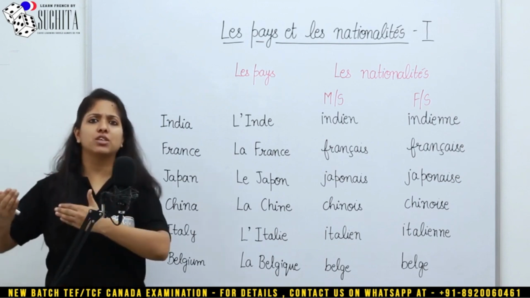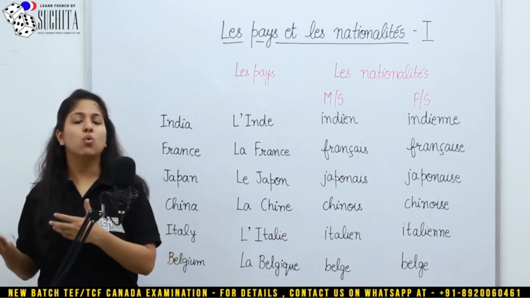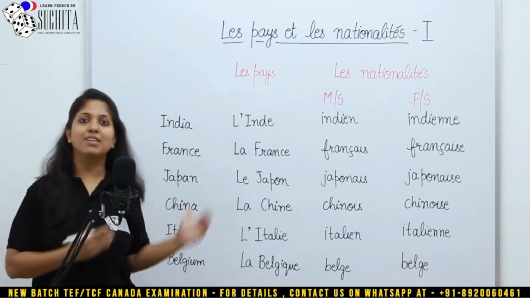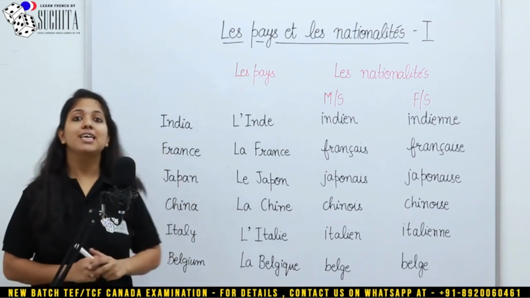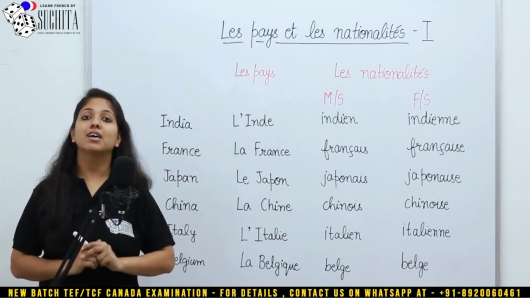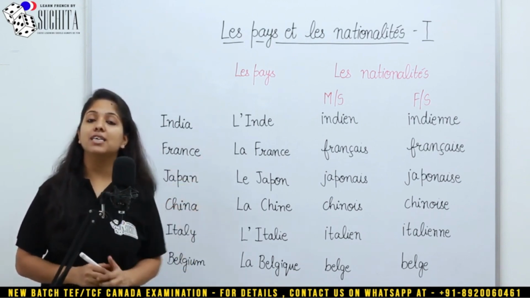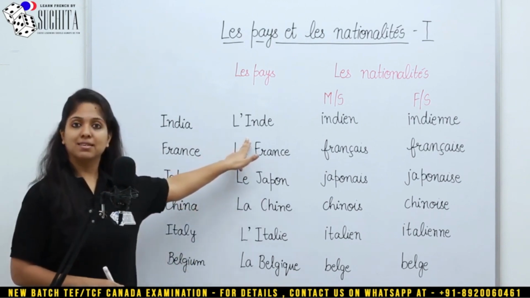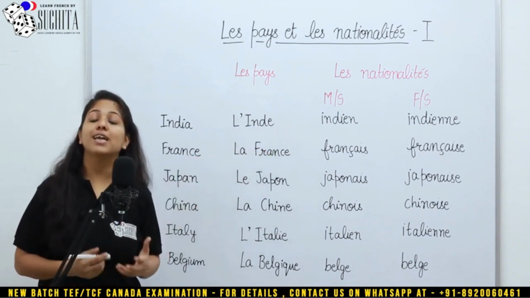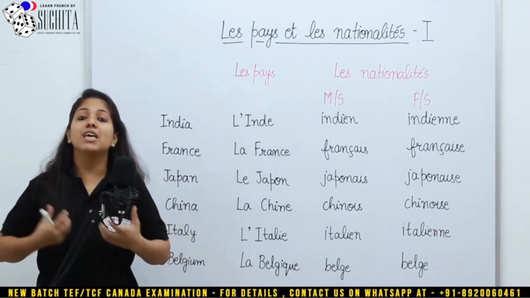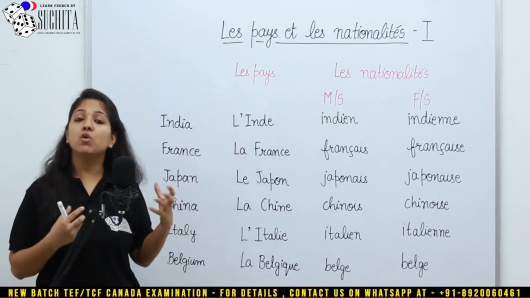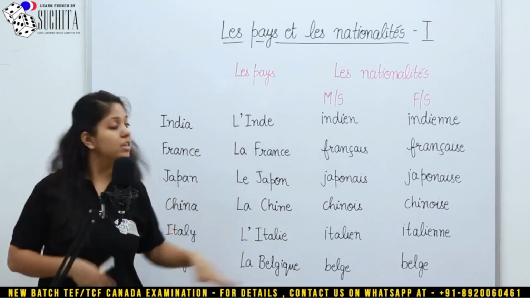So you have different types of adjectives, the colors, the nationalities, the qualities, but in this one we are going to specifically do the nationalities. Let's just begin with this. First, India. The first column that you are seeing in front of you is the country. How do we say India? India is l'Inde. And the next is les nationalités, the nationalities. That means if you want to say I live in India, you will say j'habite en Inde.